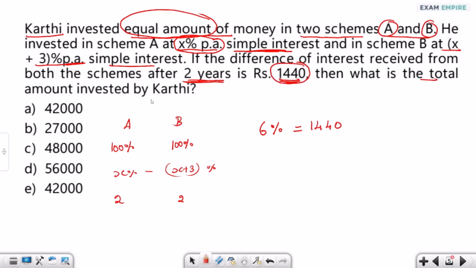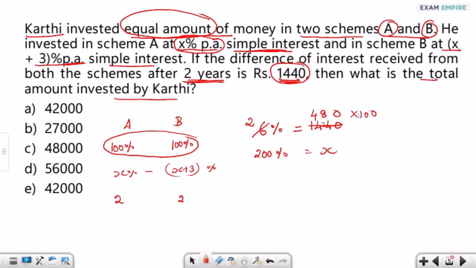1440. What is the total amount invested by Karthi? He is investing 200%. So 200% is equal to how much? We'll cancel this by 3 table. It is 2, and here it will be 480. So 2% is 480, and for 200% you have to multiply by 100. So 480 into 100 gives 48,000. So the answer for this question will be 48,000.